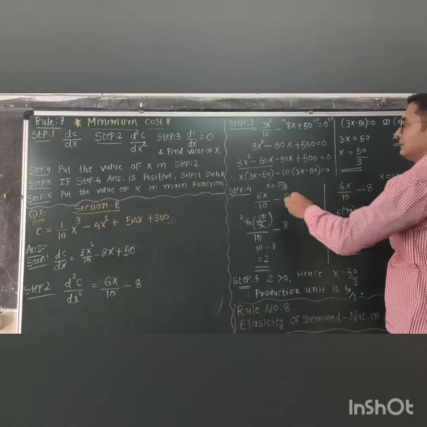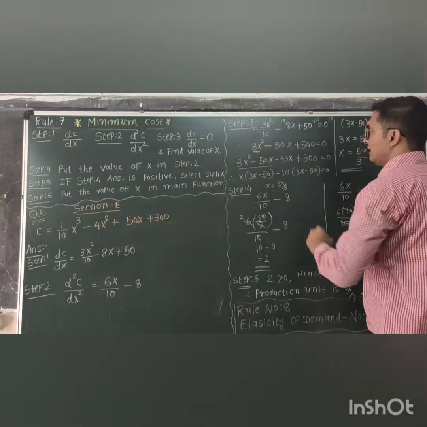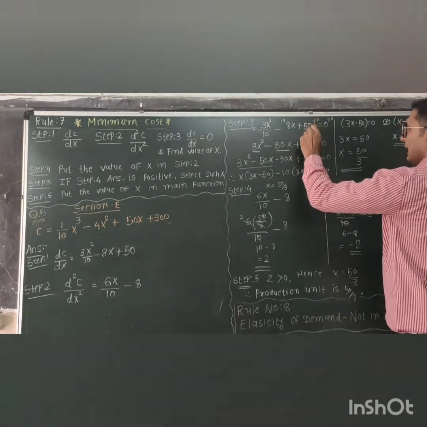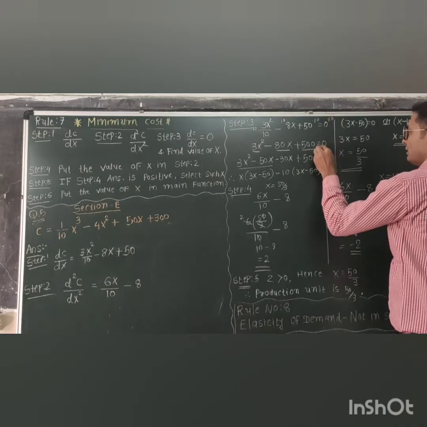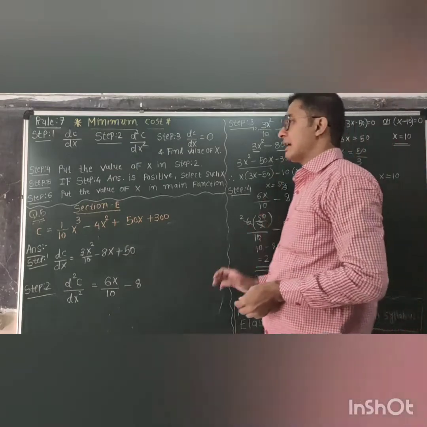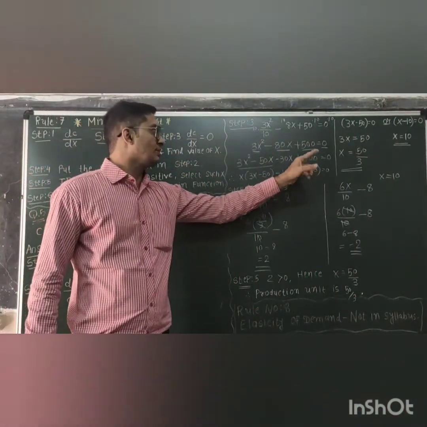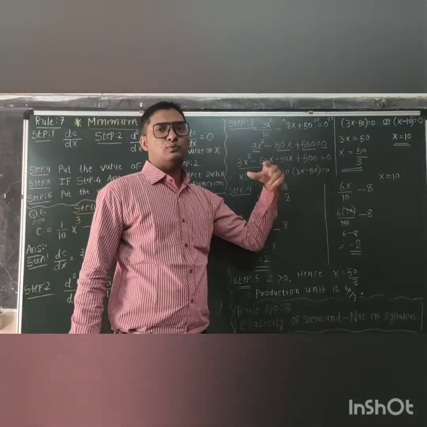So what happened? Here 10, 10 cut. So it is 3x square. Here 10 8s are 80x, and 50 into 10 is 500, and 0 into 10 is 0. So here 3x square minus 80x plus 500 is equal to 0. Now here it is 3 and here it is 500.